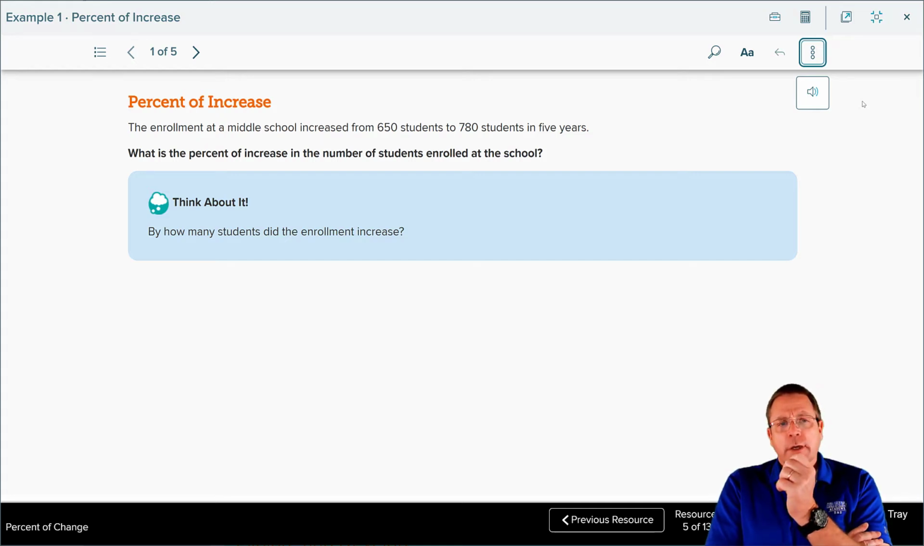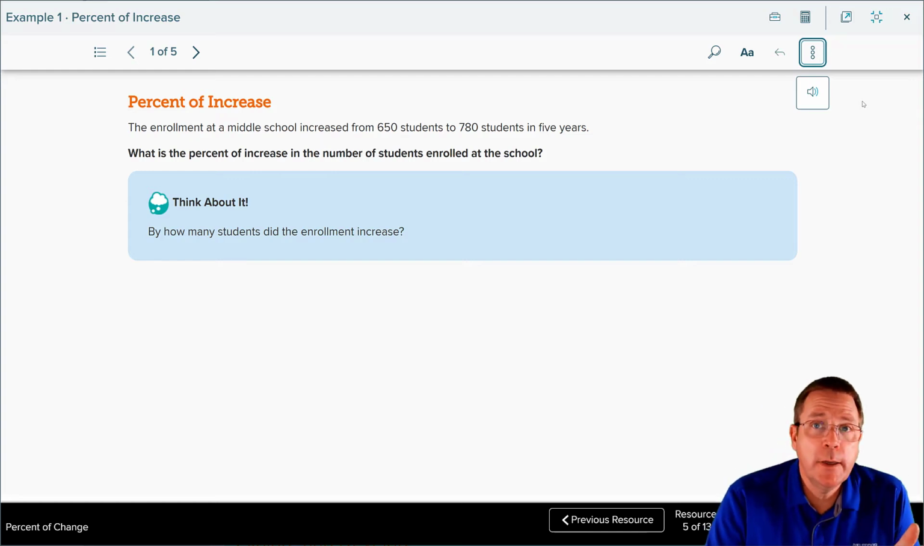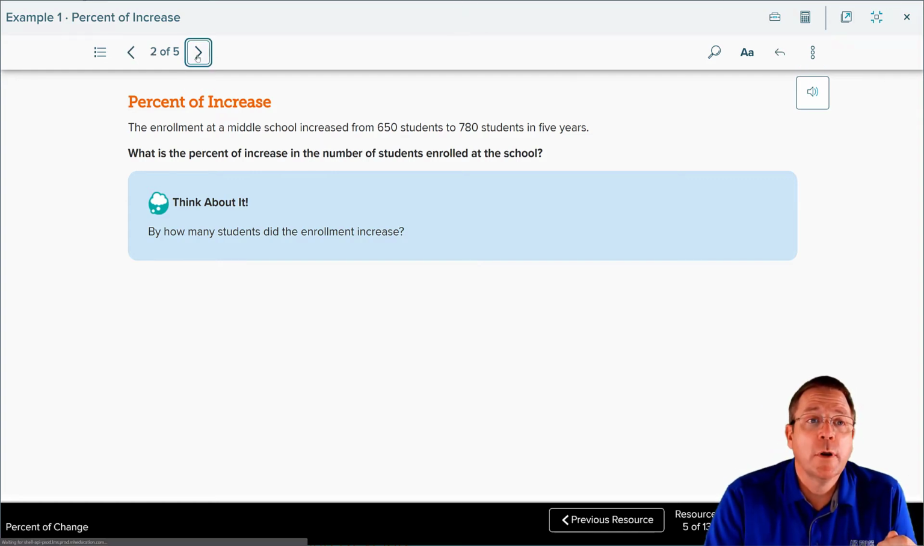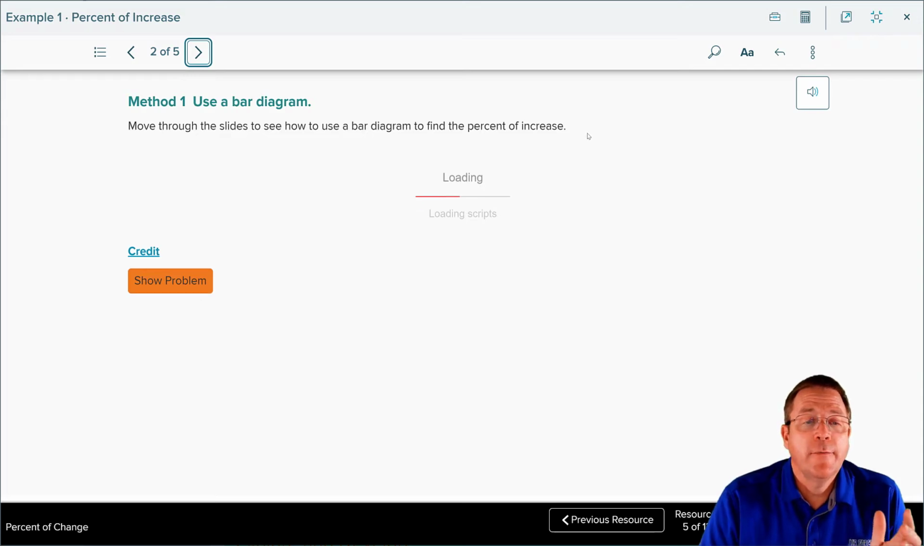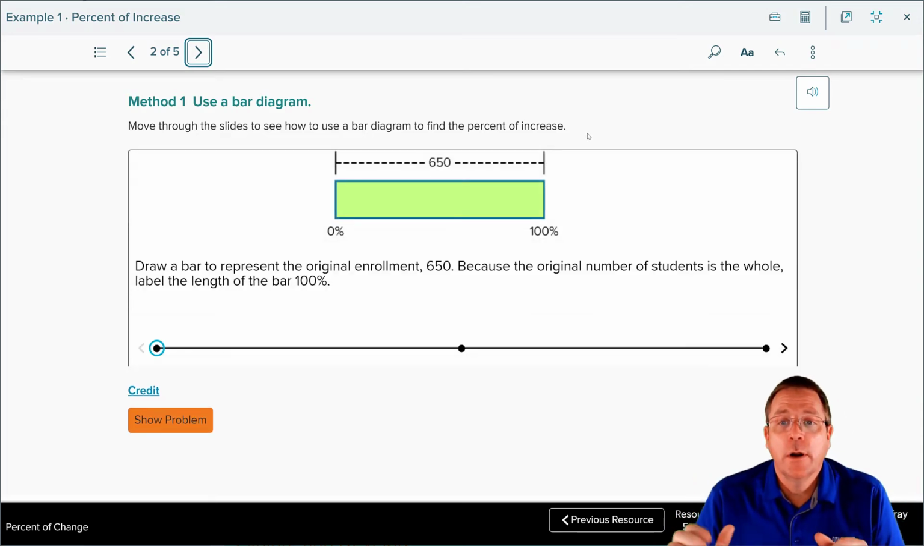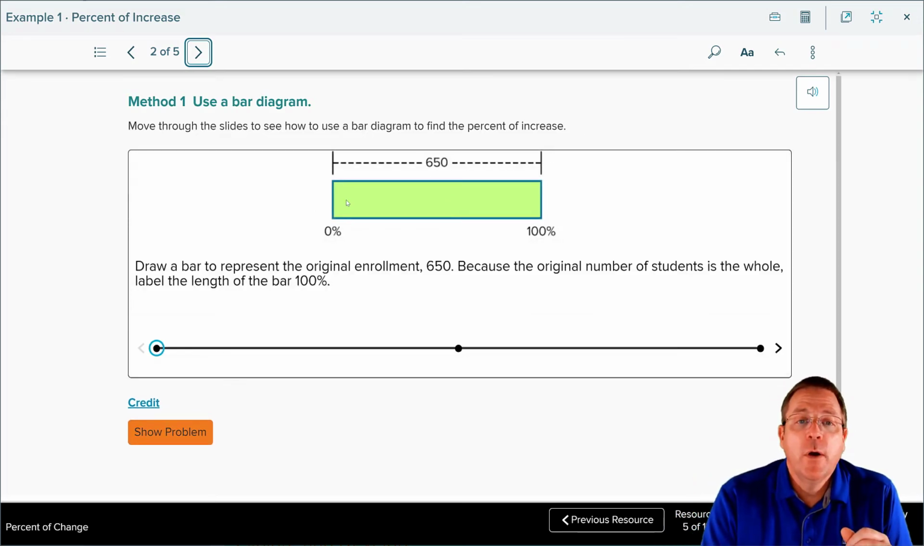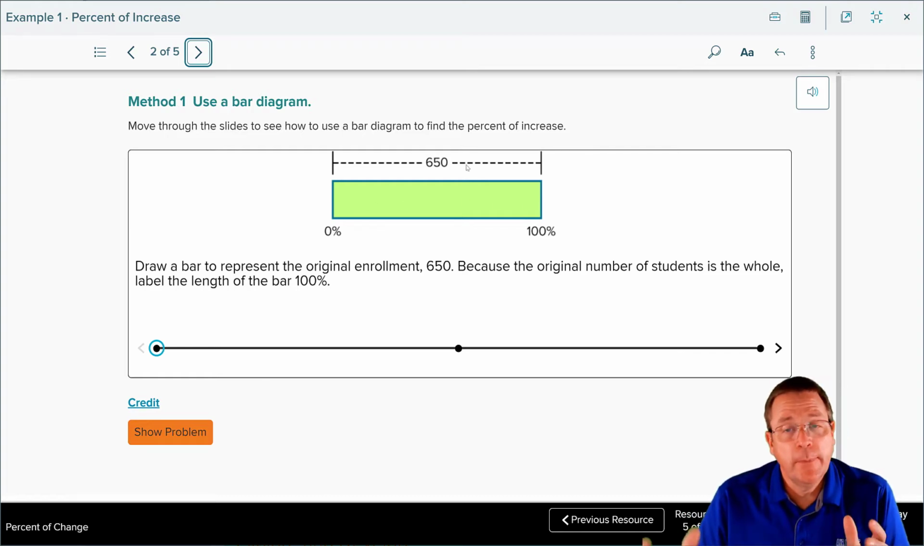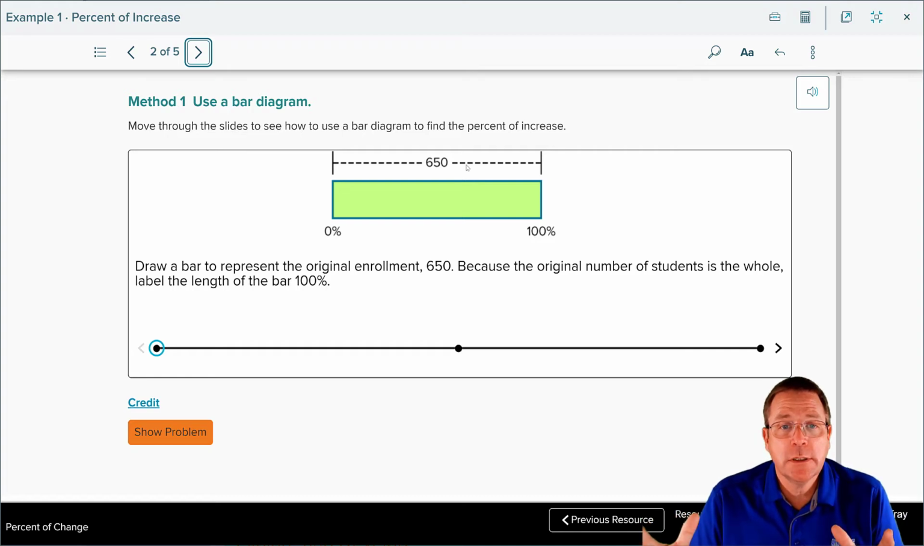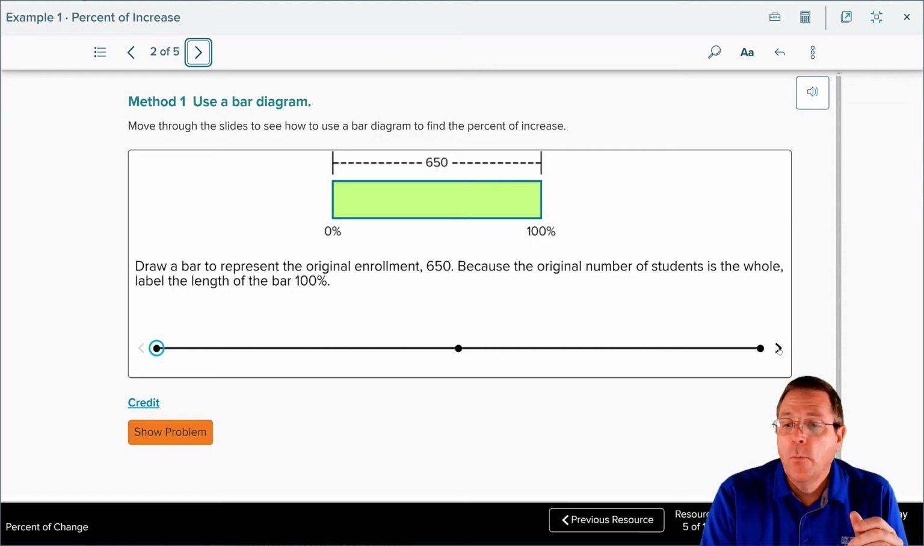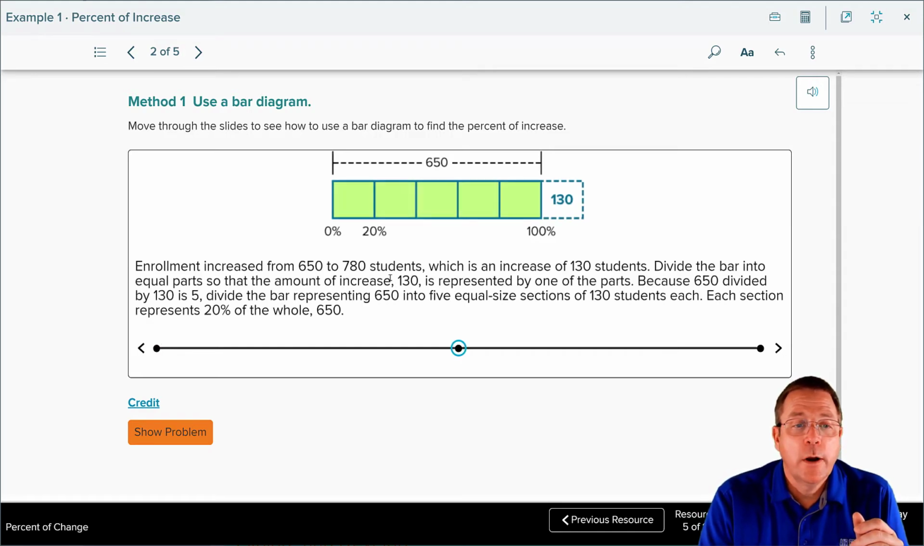Well, first question, by how many students did the enrollment increase? 780 minus 650, what's that answer going to be? 130. So we know that we have an increase of 130 students. We know that 100% of the original amount was going to be 650. Now we're using bar diagrams to represent this again. 100% of the original amount is 160. We know that we've increased by 130 students.